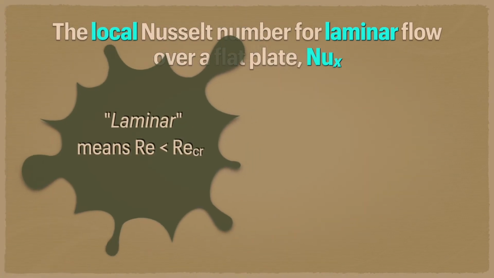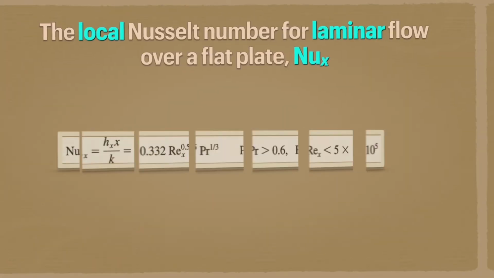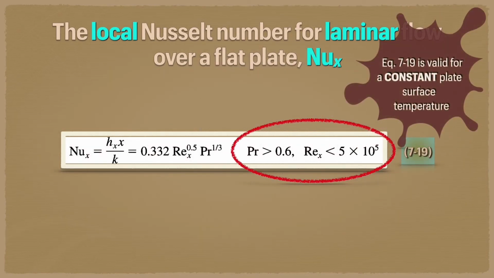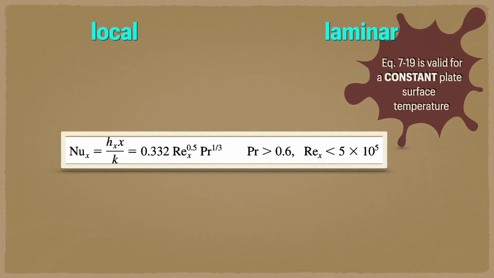The local Nusselt number at a location x for laminar flow over a flat plate was determined based on equation 7.19. From experiments, the corresponding relation for turbulent flow is given in equation 7.20.